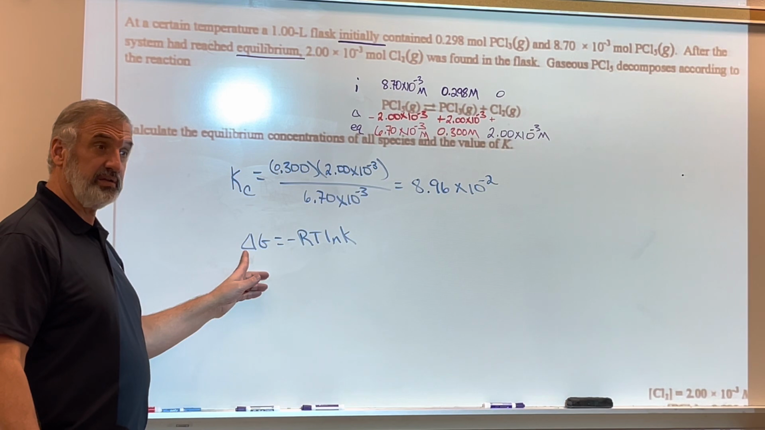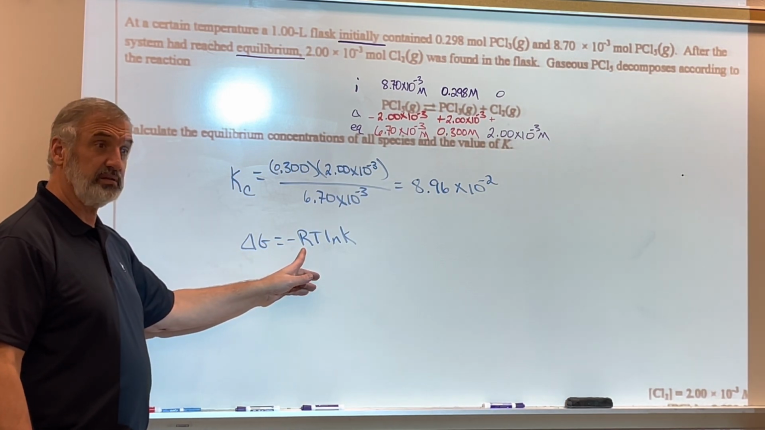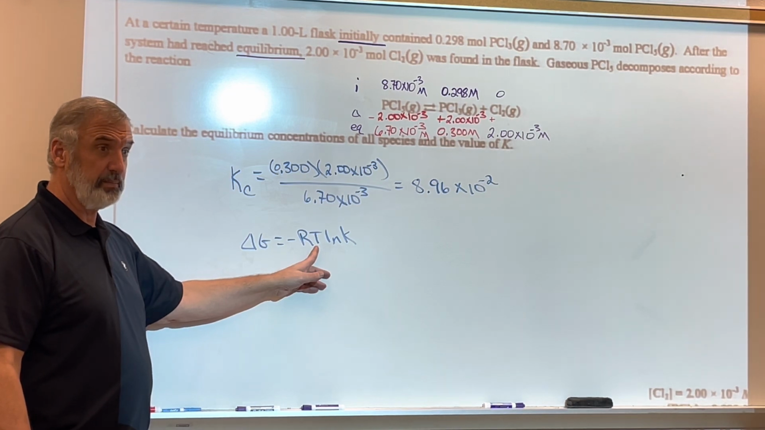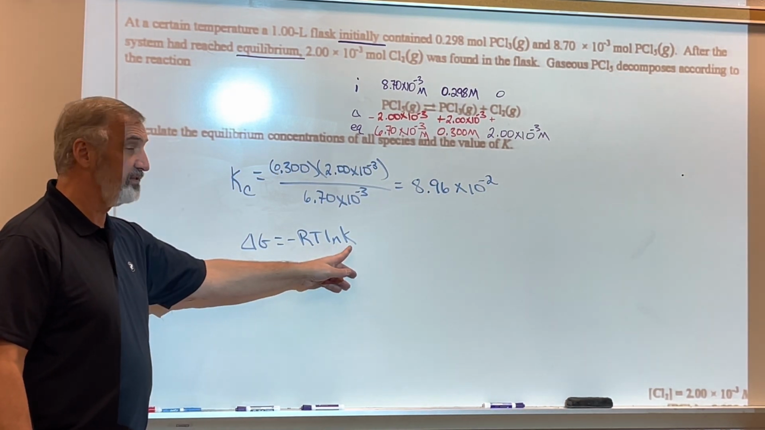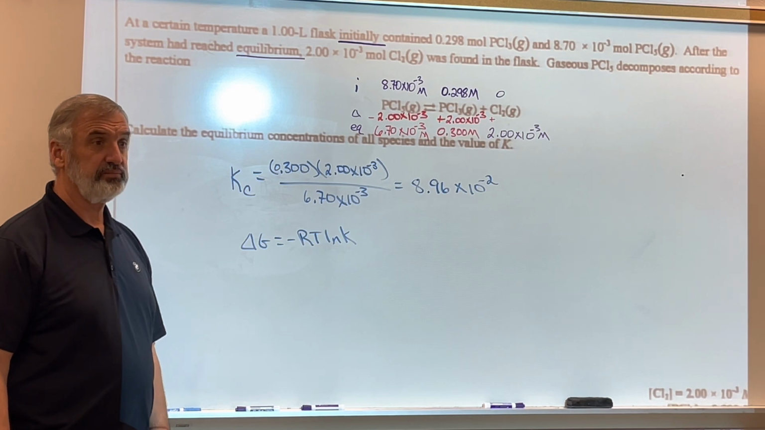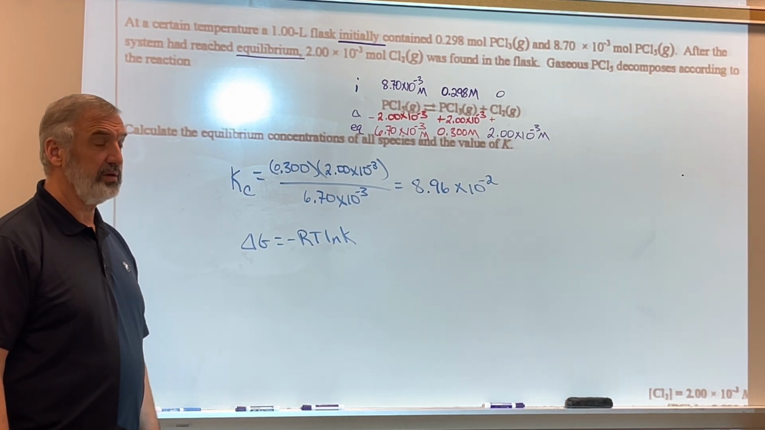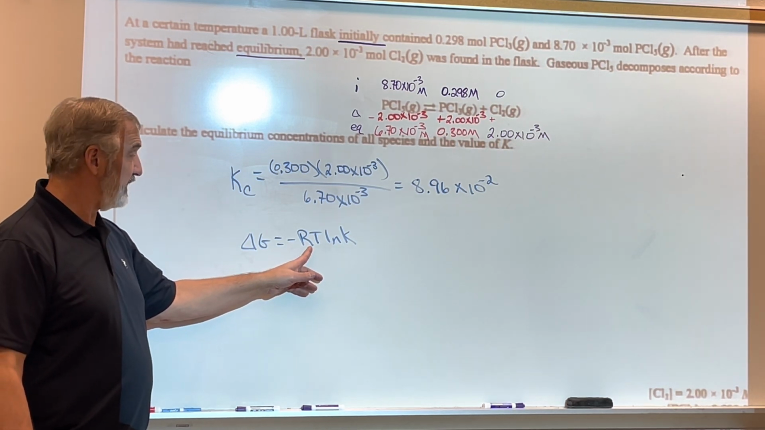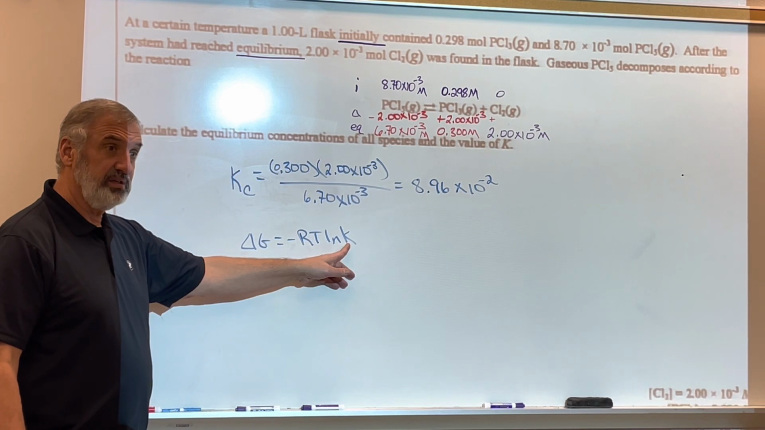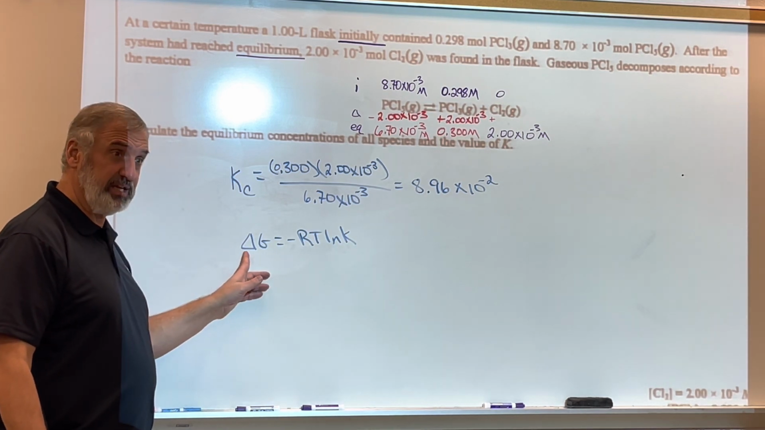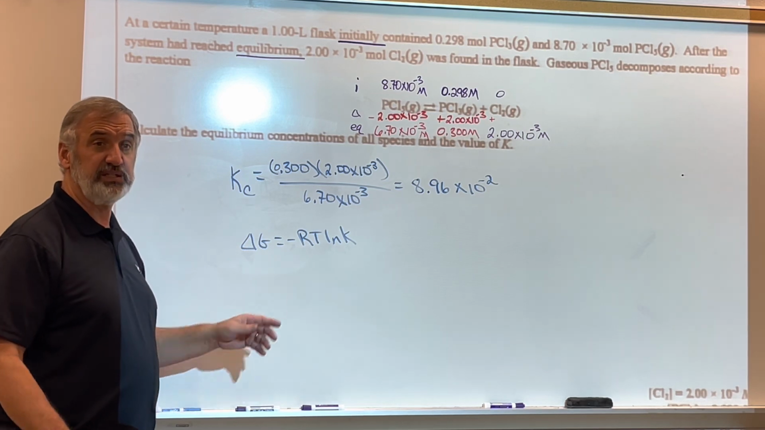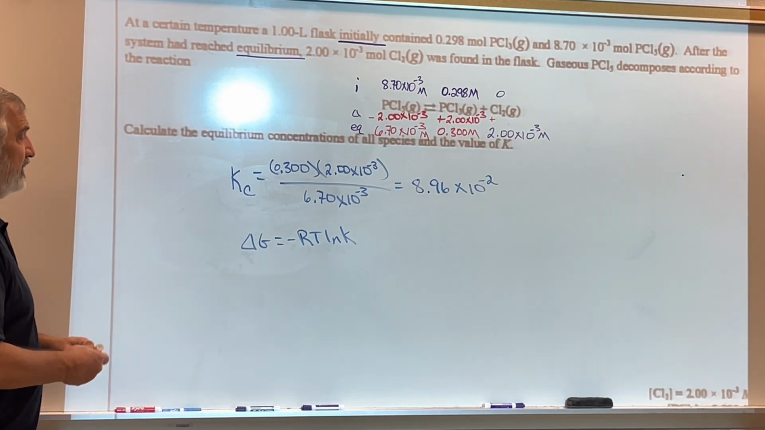R is a constant. Temperature is going to remain constant. We're going to do this all at the same temperature. The only thing we're changing is the value of K. So K overrules R and T. R and T are constants. They're not changing. Doesn't matter how big or small R and T are. The sign is what determines the spontaneity. Negative delta G is spontaneous. Positive delta G is non-spontaneous. Okay.